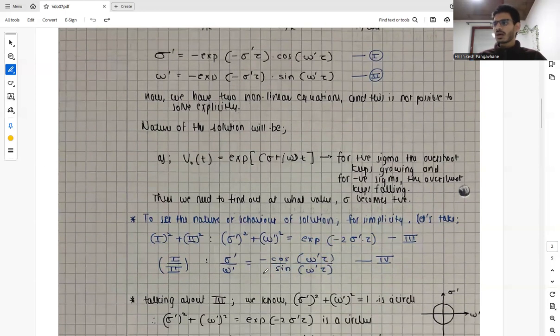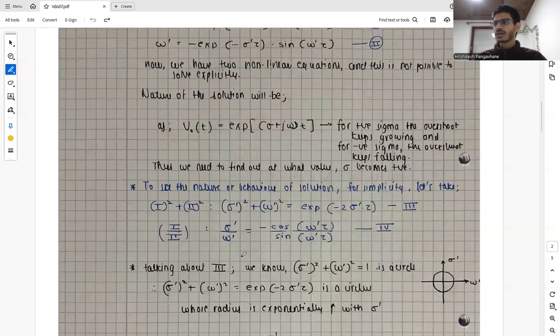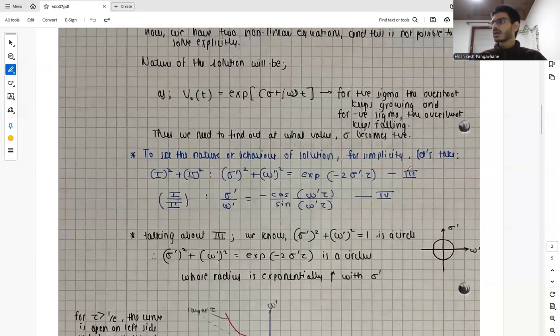So now, as the ratio comes out to be these values, talking about equation 3, we know that x square plus y square equals 1. This function basically represents a circle with radius 1, and we have something like x square plus y square equals the exponential of some value which is dependent on sigma prime and tau, which is basically a circle whose radius is exponentially increasing with sigma prime or tau.